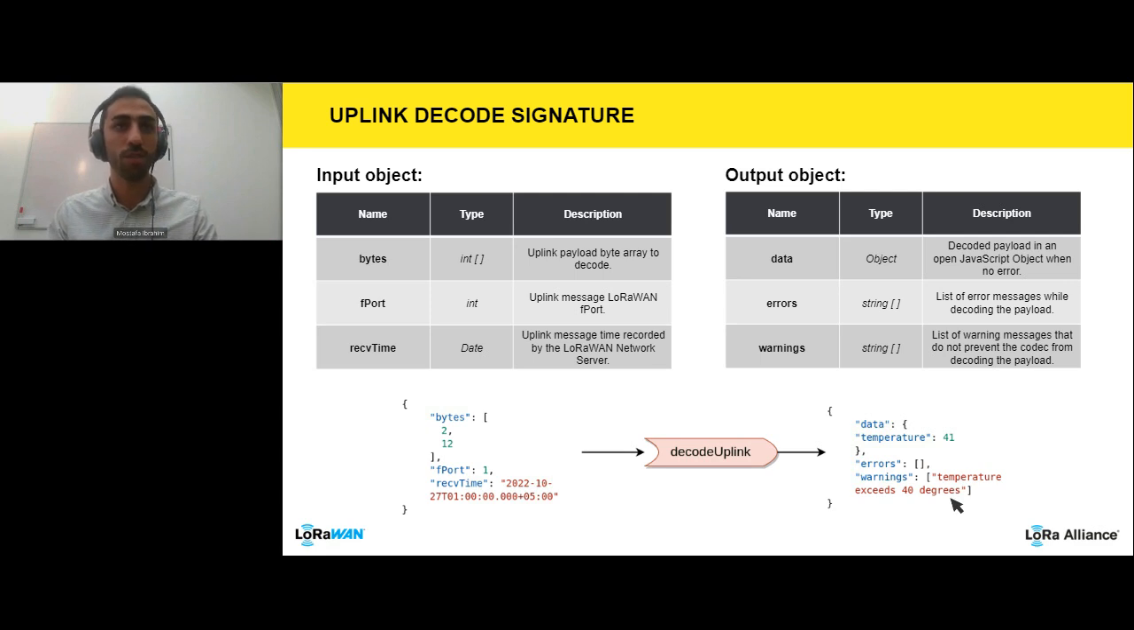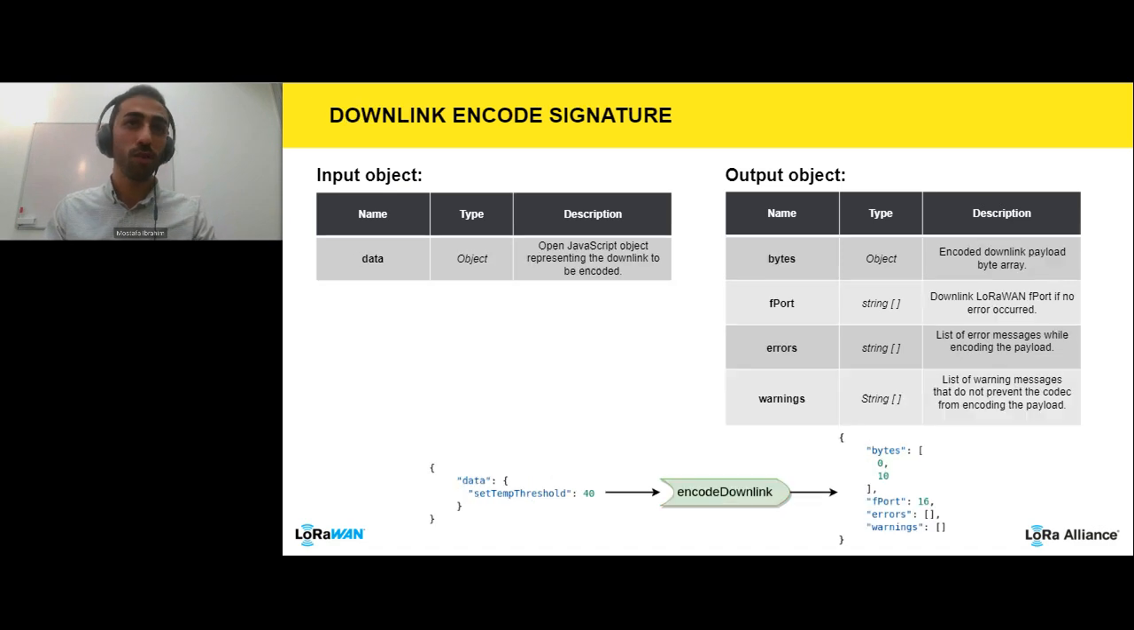That depends on the device. So the downlink encode function signature, in the downlink, it's reversed. So we are sending data from the server to the device to configure it, for example. As we already mentioned, contrary to the decode uplink function, the implementation of this function is only mandatory when a device supports downlinks. For sure, the data input is always mandatory as it's the only source of configuration or information to be sent to the device. And in output, there is bytes, F port, errors, warnings.